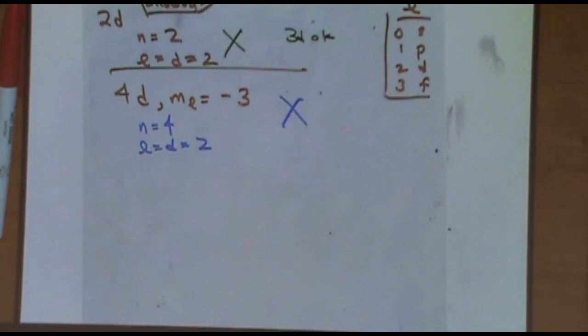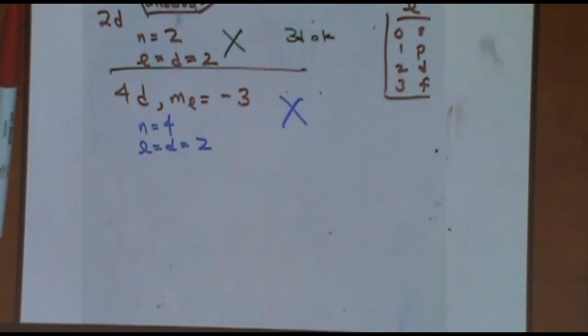Let's go through what m sub L could have been. So L is 2, m sub L goes from -L, -2, up to +L, +2. So -2, -1, 0, +1, +2 are all allowed. Anything outside of those 5 numbers doesn't work. Okay, so that's one style of question.